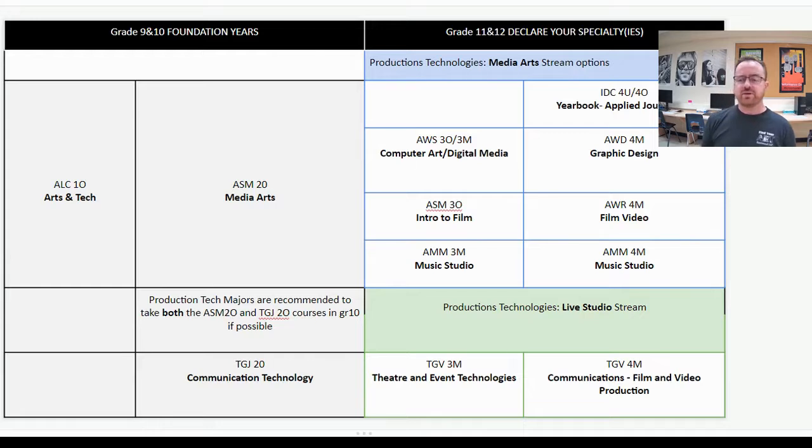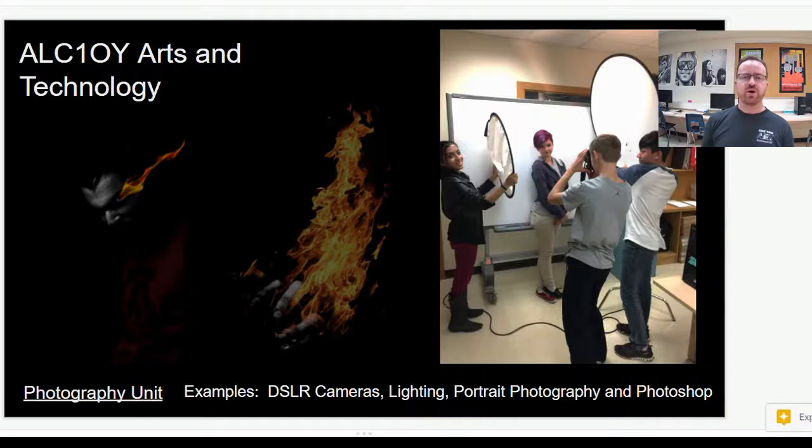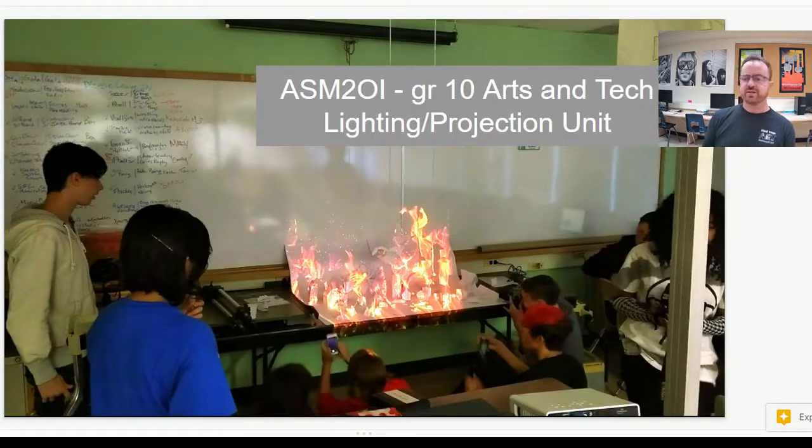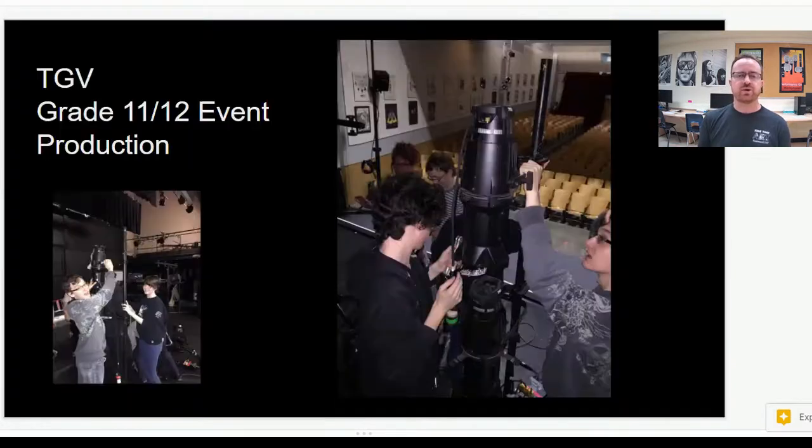Now for grade 9, the next few slides just show you a little sampling of what it might be like in each one of those classes. So here's one of some photography lighting assignments with some Photoshop to the left as well. And in grade 10, this is just us with an introduction to projection and all of the possibilities that that can entail. And it's pretty wild to see what the students end up doing with that one. And then here's just a shot of our event production class, just with students working with some lighting gear.